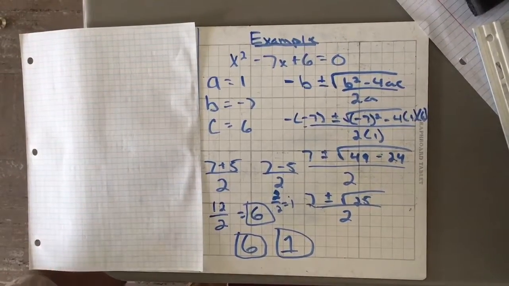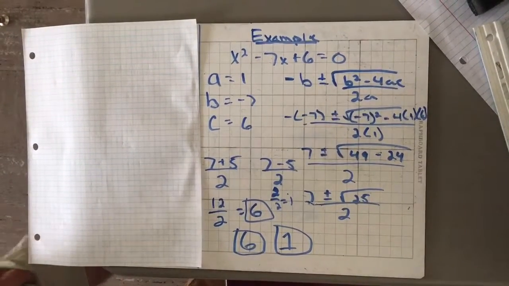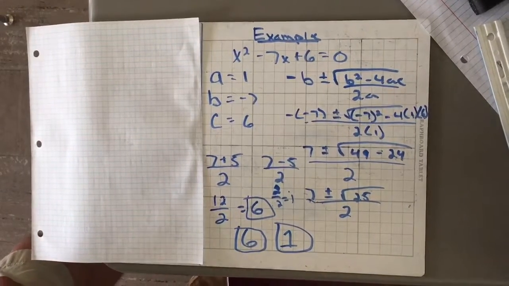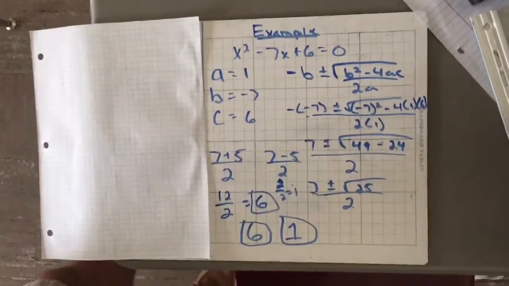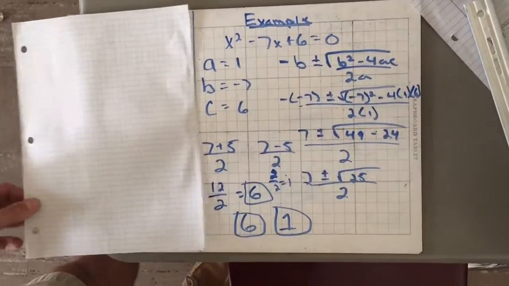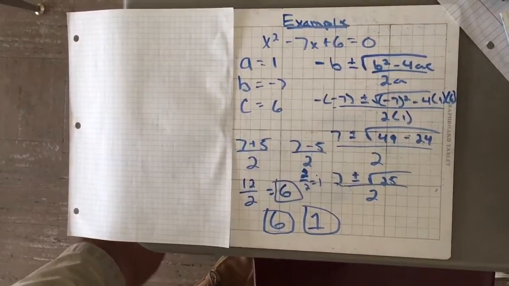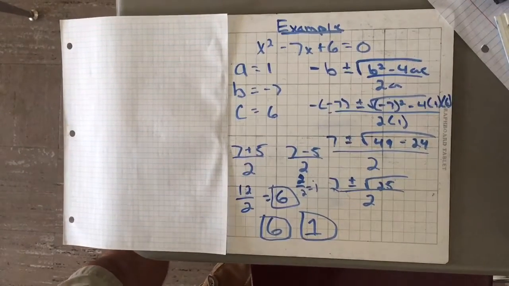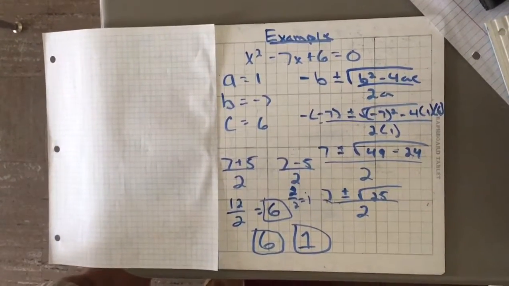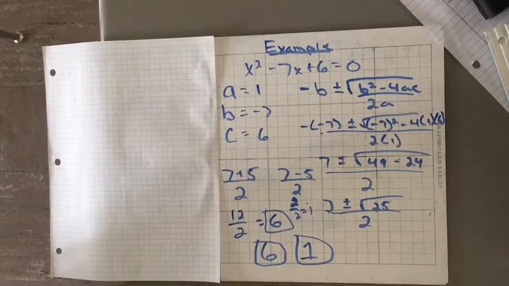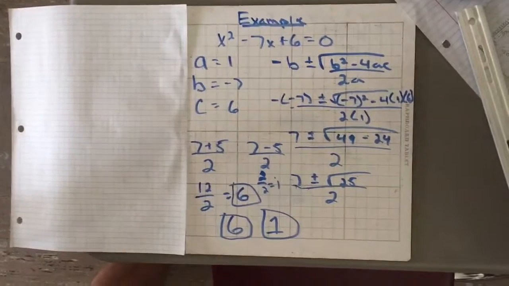That would simplify to 7 plus or minus the square root of 49 minus 24 over 2. The 49 minus 24 is 25, so it would be 7 plus or minus the square root of 25 over 2. The square root of 25 is 5, so it would be 7 plus 5 over 2 and 7 minus 5 over 2. 7 plus 5 equals 12 over 2 equals 6, and 7 minus 5 equals 2. 2 divided by 2 is 1, and your answers for the quadratic formula are 6 and 1.